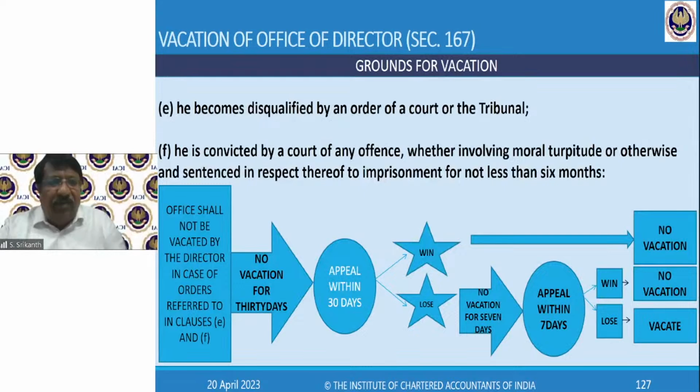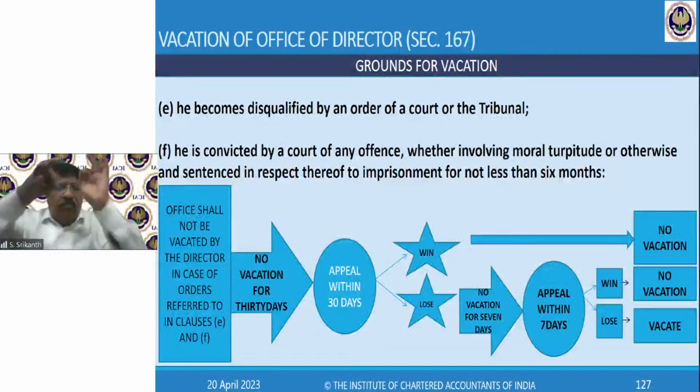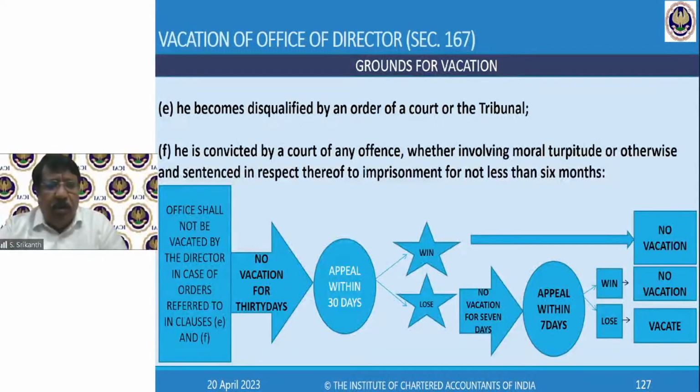From the date of conviction, from the date of the order of the court, they give him 30 days. For 30 days, he won't vacate. Within 30 days, if he makes an appeal, then till disposal of the appeal, he will not vacate. If he wins the appeal, then straight away no vacation.